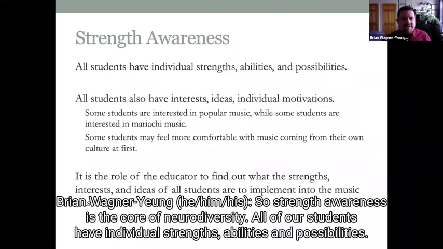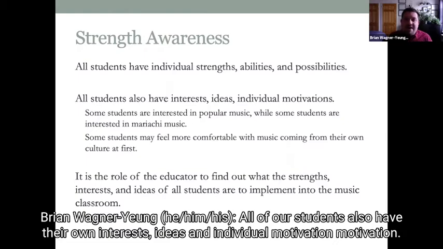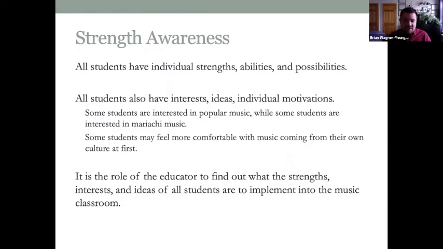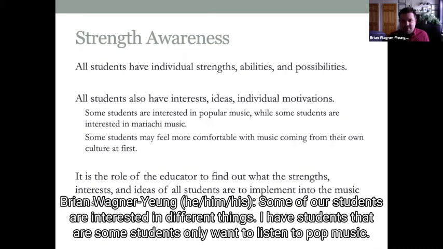So strength awareness is the core of neurodiversity. All of our students have individual strengths, abilities, and possibilities. All of our students also have their own interests, ideas, and individual motivations. Some of our students are interested in different things.